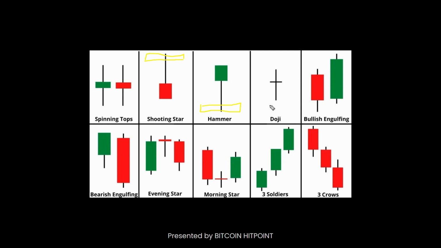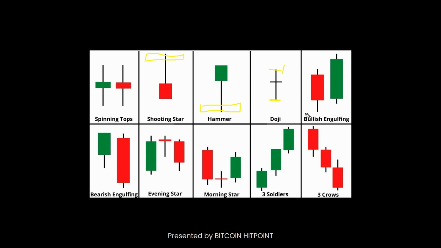Then there's the doji. This is basically an indecisive candle. You cannot make any decision based upon a doji. What you can do is wait for either the lows to get taken out or the highs to get taken out, and then probably you can take a direction if it is following the trend.